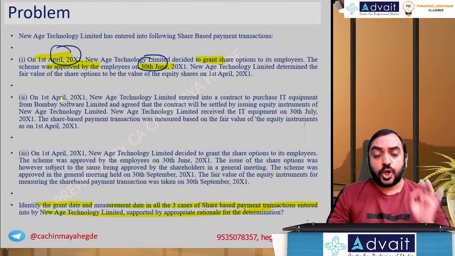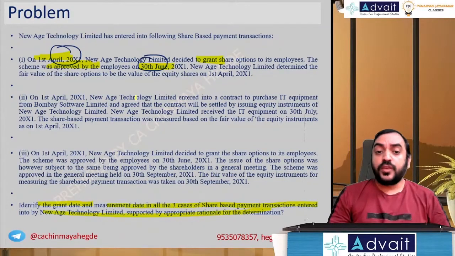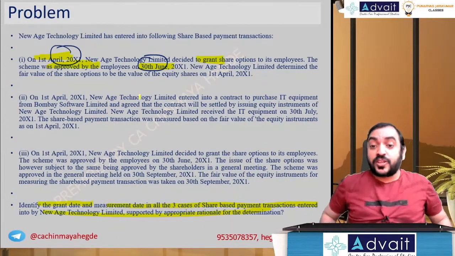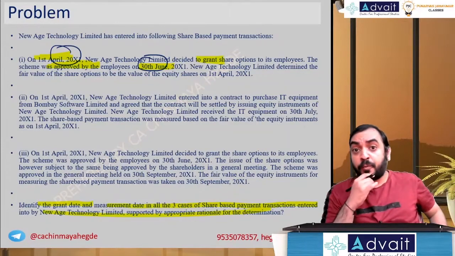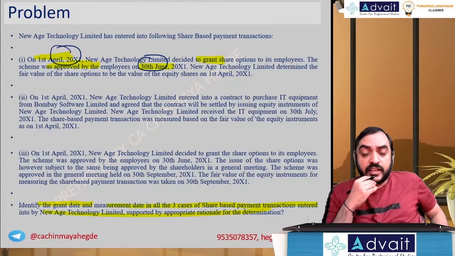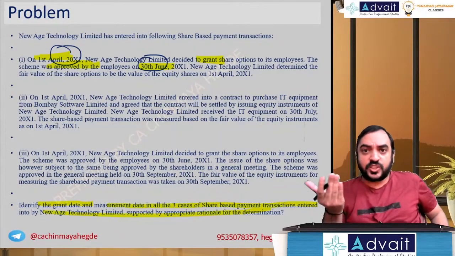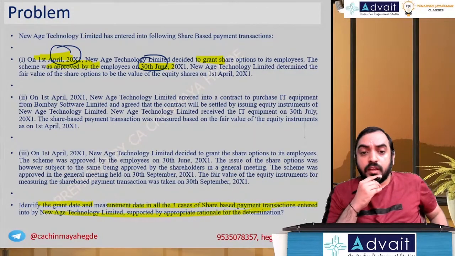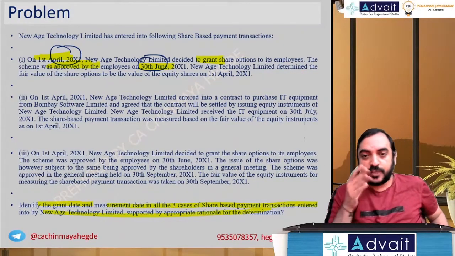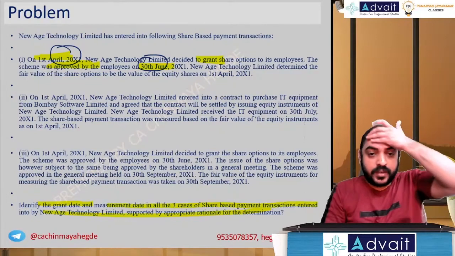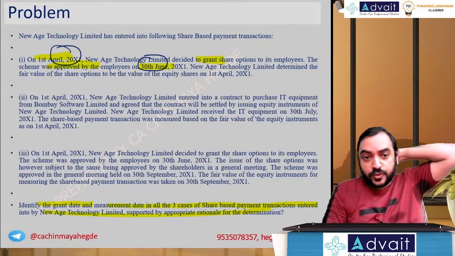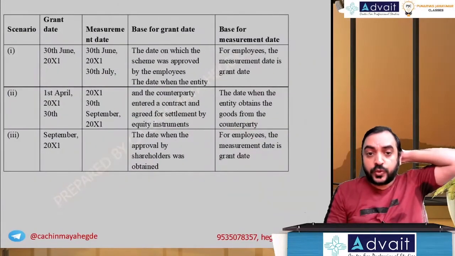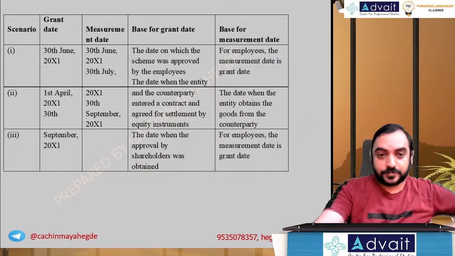Second situation: on 1st of April 2001, New Age Technology entered into a contract to purchase IT equipment from Bombay. This is not employees, it's somebody else. And agreed that the contract will be settled by issuing the equity instruments of New Age Technology. So the settlement is not by cash, it is by issuing shares. New Age Technology Limited received the IT equipment on 30th of July. The share-based payment transaction was measured on the fair value of equity instruments on 1st of April 2001. So in this case, it is going to be 30th of July.